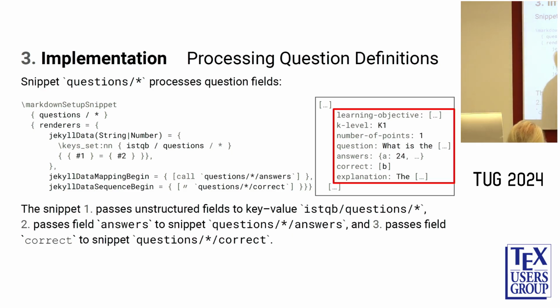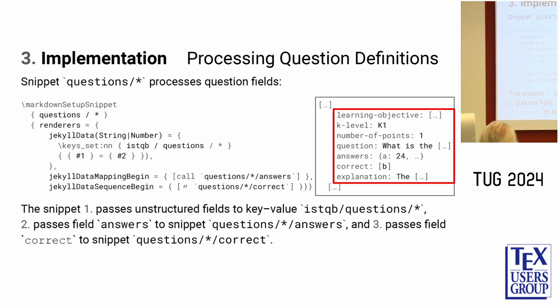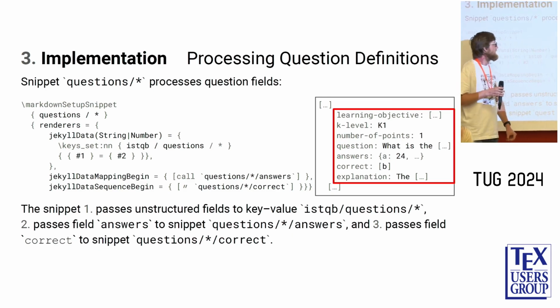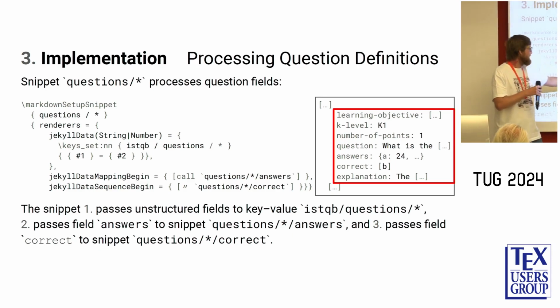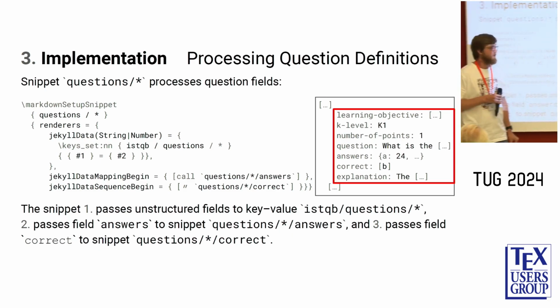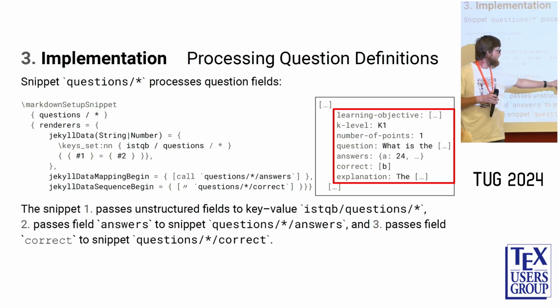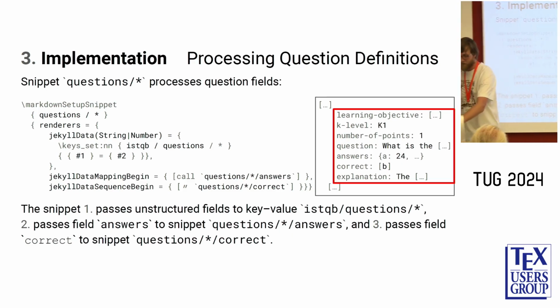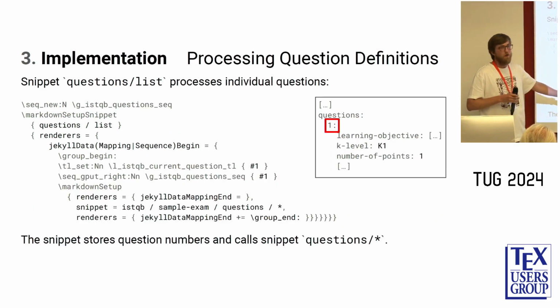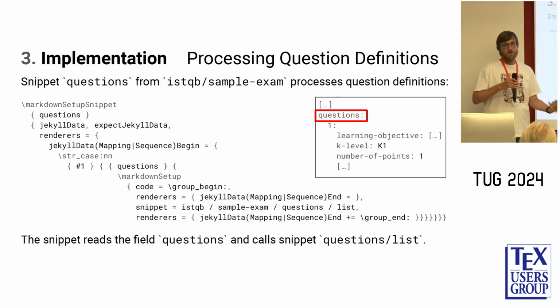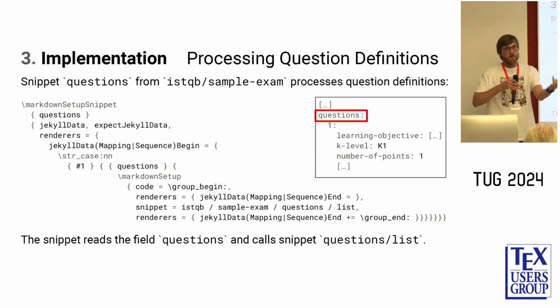And if it's some of the structured fields, such as answers, correct, or explain, or just these two, then we call subsequent snippets which process these. Here I say call questions/star/answers or questions/star/correct. What I mean by that is this magical formula which I used at the bottom of the previous two slides, which basically says call this snippet locally within this element, but once we have returned from this element, sort of forget about the changes from this snippet.